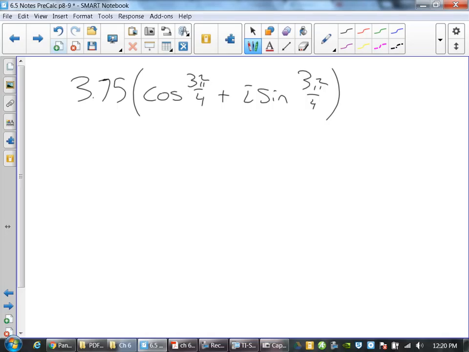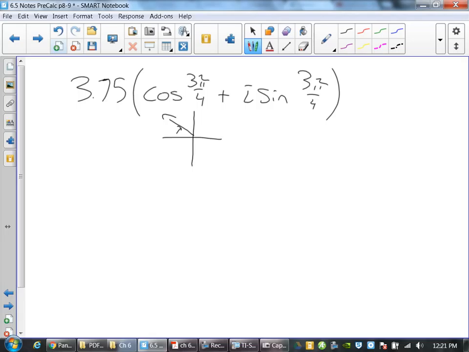So again, I have 3.75 times the quantity cosine of 3 pi over 4 plus I sine 3 pi over 4. That's the trig form, excuse me. I'm going to go back to the complex form. So 3 pi over 4, what quadrant does that place you in? 2, good. What's your reference angle? Good. So we're in the second quadrant. Reference angle 45 degrees. What's the cosine of 45 degrees? Good. Root 2 over 2. We remember that? Now, cosine, is it going to be positive or negative in the second quadrant?